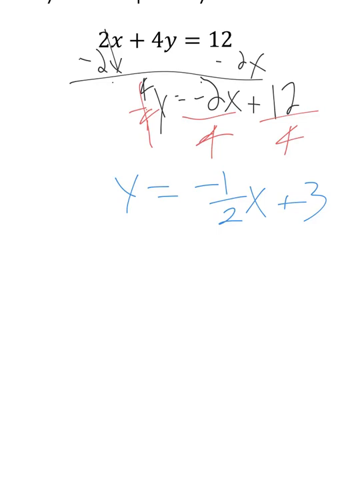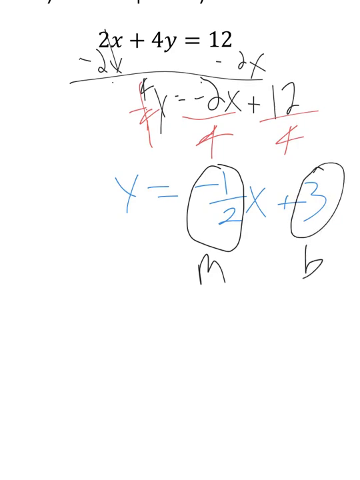Okay, so let's identify our slope. Our slope is negative 1/2. You never include the x with the slope. The slope is m, not mx. Okay? And then your positive 3 is your b, your y-intercept.